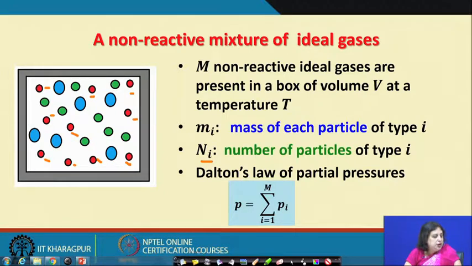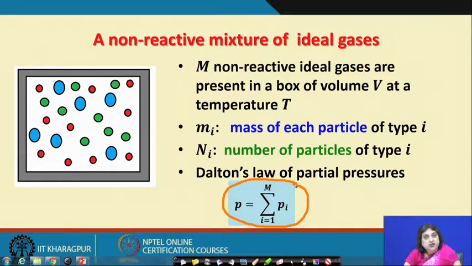Now, Dalton's law of partial pressure tells us that you can in principle measure the pressure of the gas that is present under this condition, and if this mixture is present under the condition of a given temperature and given total pressure, then this is going to be a sum of the individual partial pressures Pi.